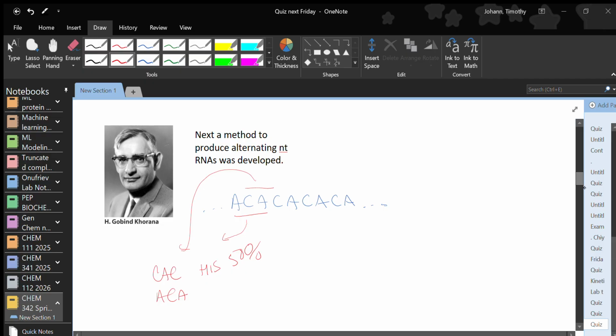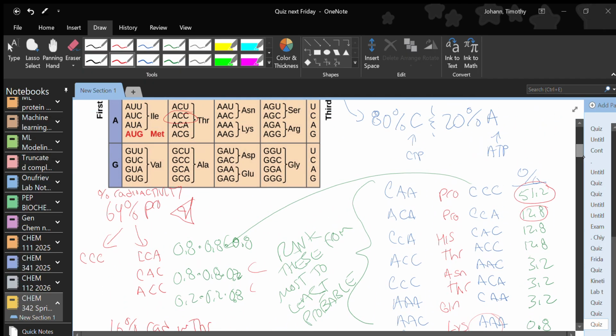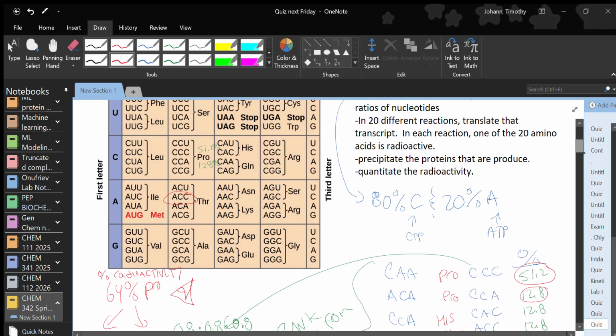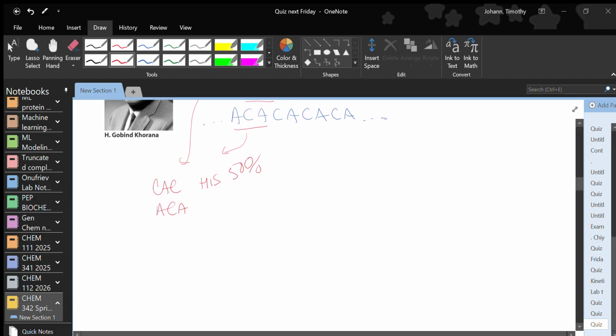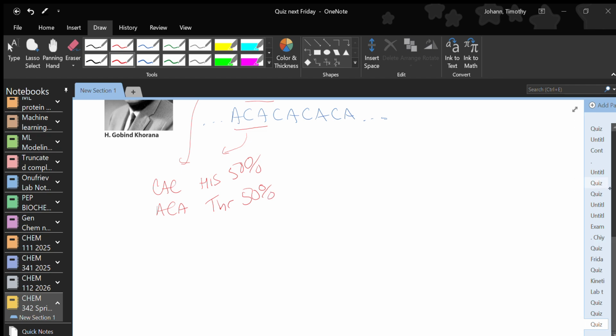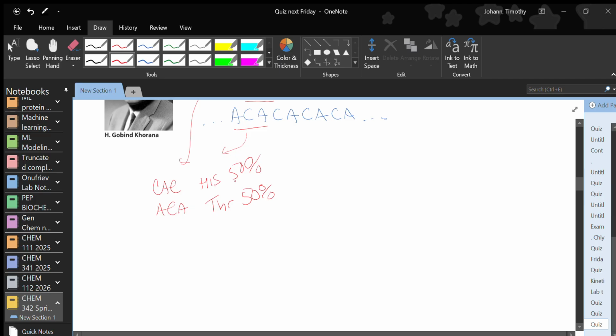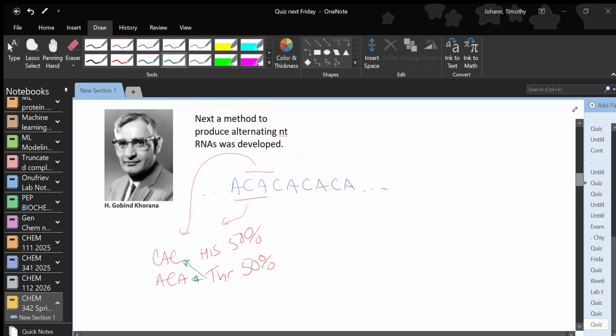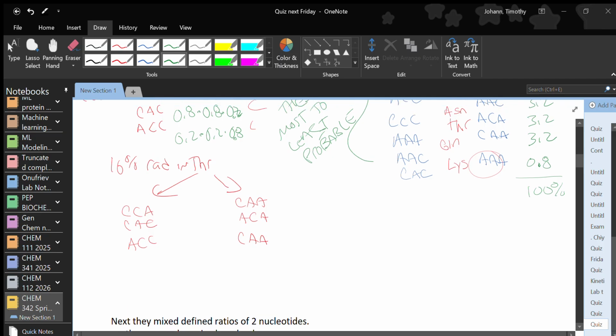And we see ACA, threonine. Threonine is 50% activity, right? So we know from this experiment that threonine is either CAC or it's ACA. We don't know which, but we can go back to the previous experiment. When we look at this for threonine, ACA and CAC are both possibilities for threonine. So it doesn't help us out yet, right? We don't know which of these it is.